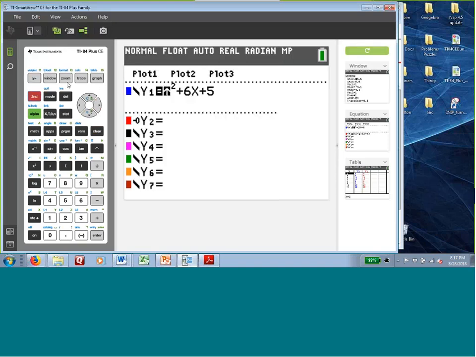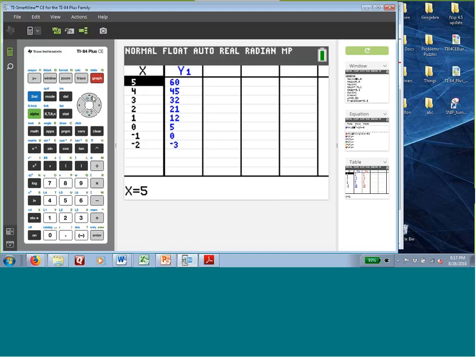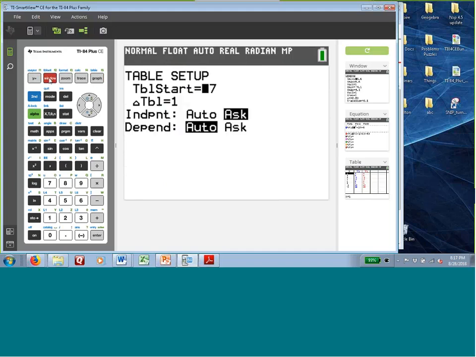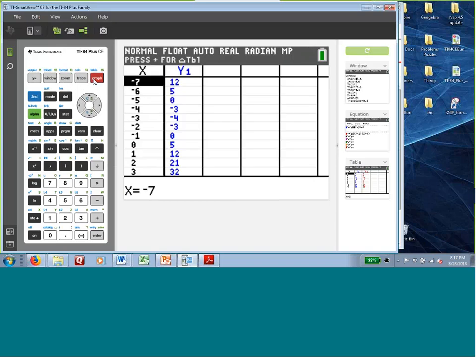And when I do second table, whoops, my table set did not work. Oh, I know why. It's because I'm still in independent ask and not auto. So I'm going to put that back to auto, and now my table will populate. And in the handout that the students are working on, they will actually write down this list of values on their handout. Is it busy work that I'm asking the students to do?